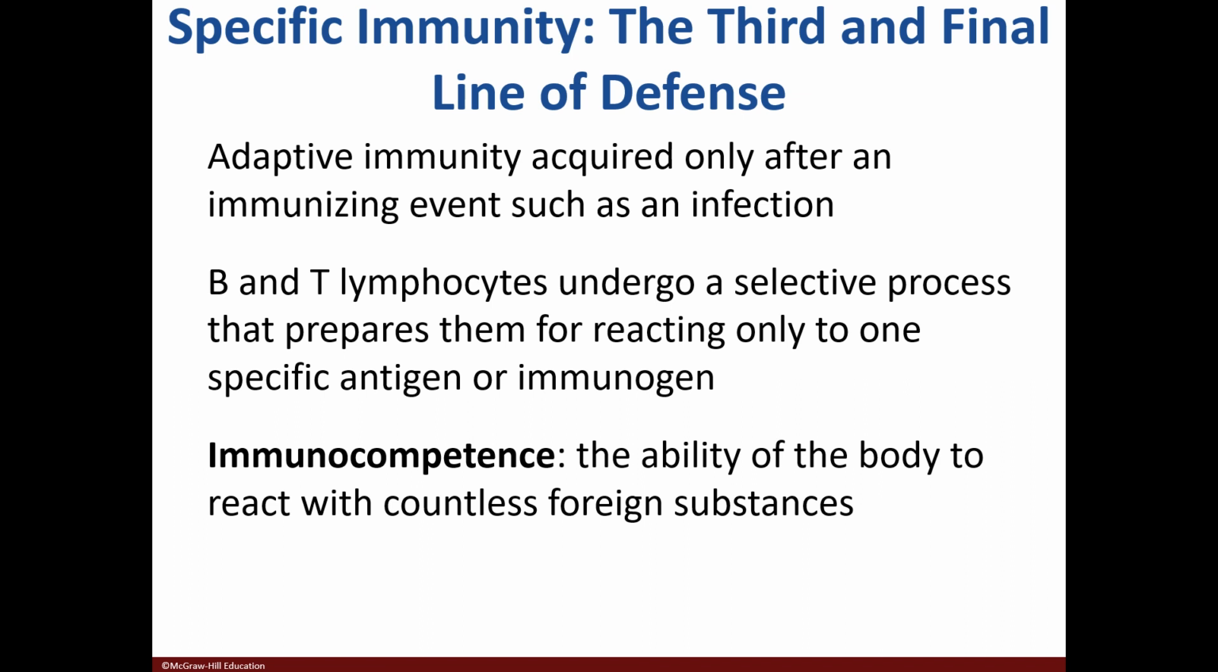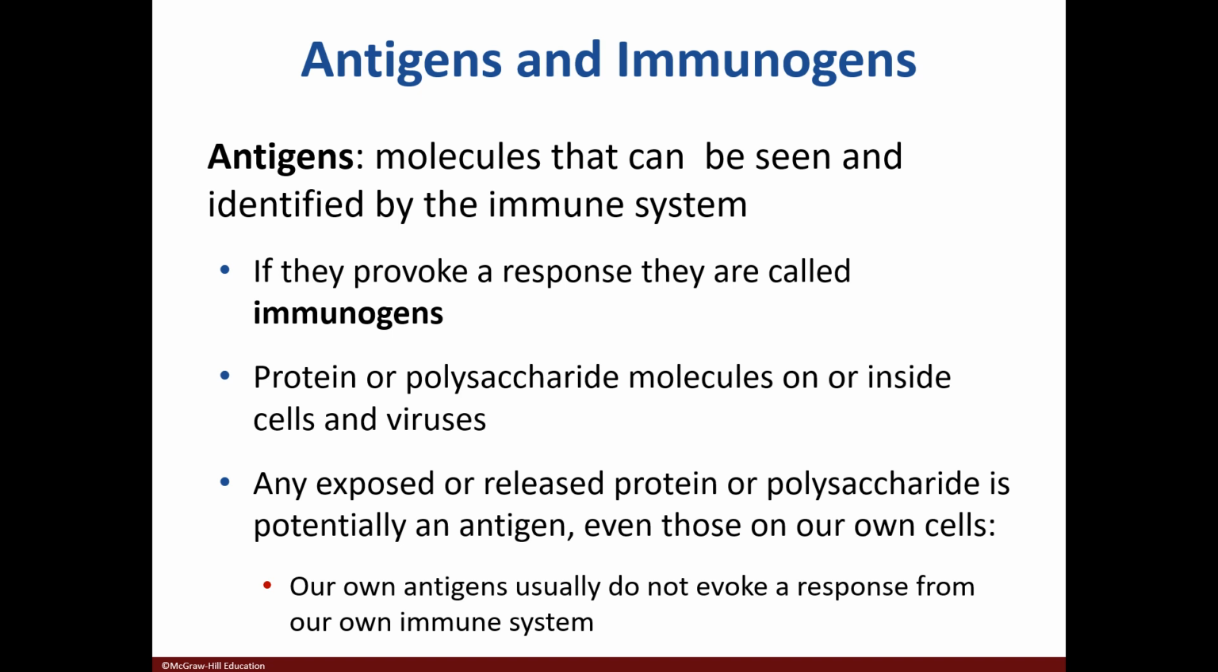Immunocompetence explains the ability of our immune system cells to recognize and respond to a plethora of substances. Antigens are anything foreign that our immune system cells recognize and respond to. Immunogens are antigens that generate a response from our immune system. Virtually anything can be an antigen, including our own cells. Typically, our self cells don't generate a response from the immune system, nor do we want them to.